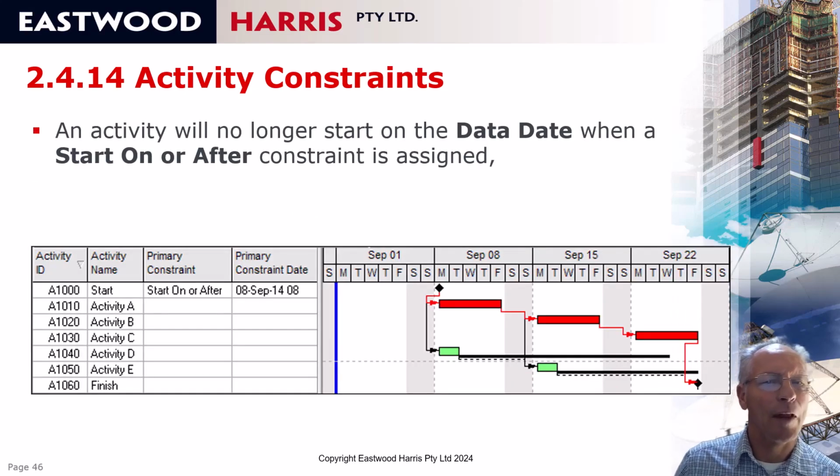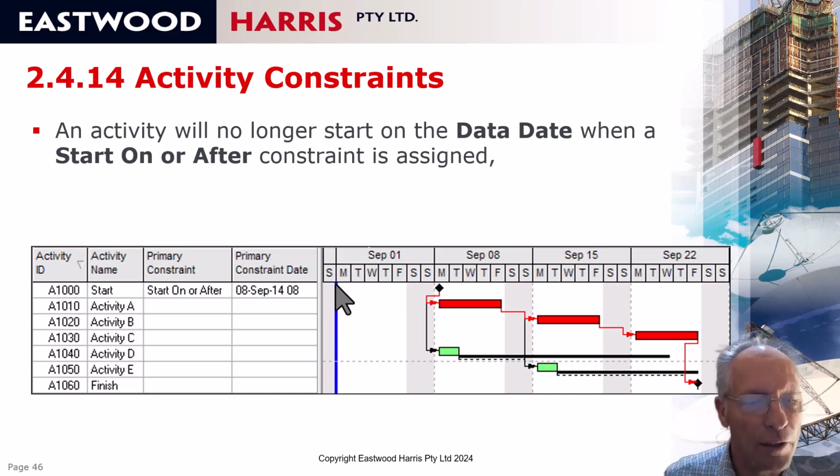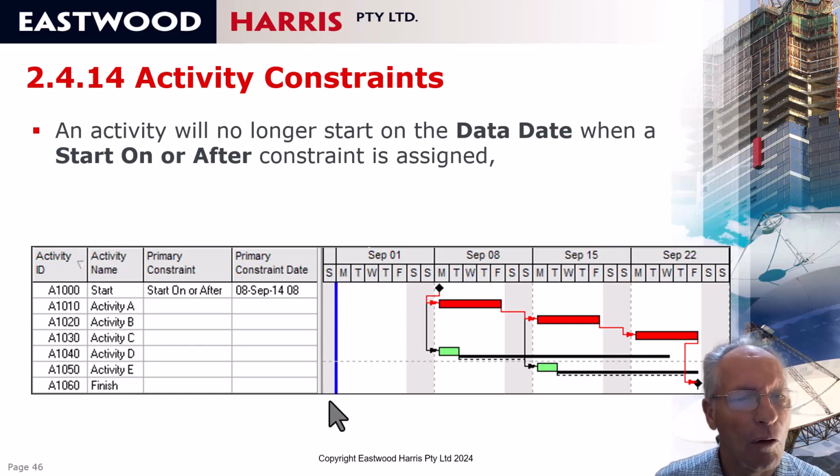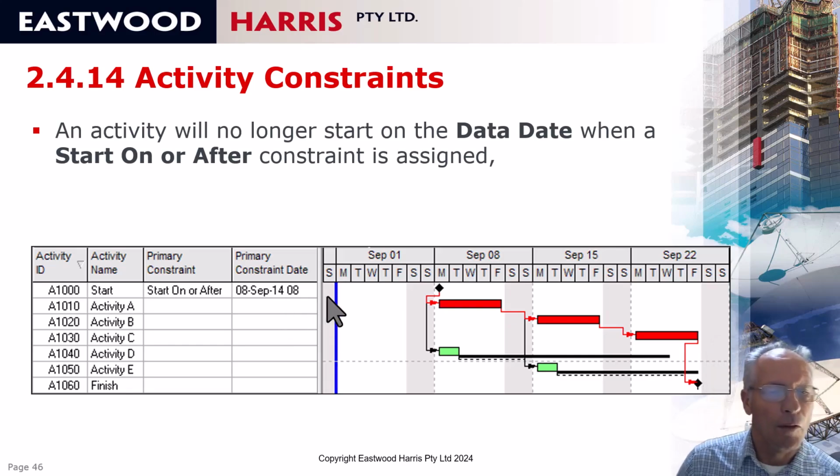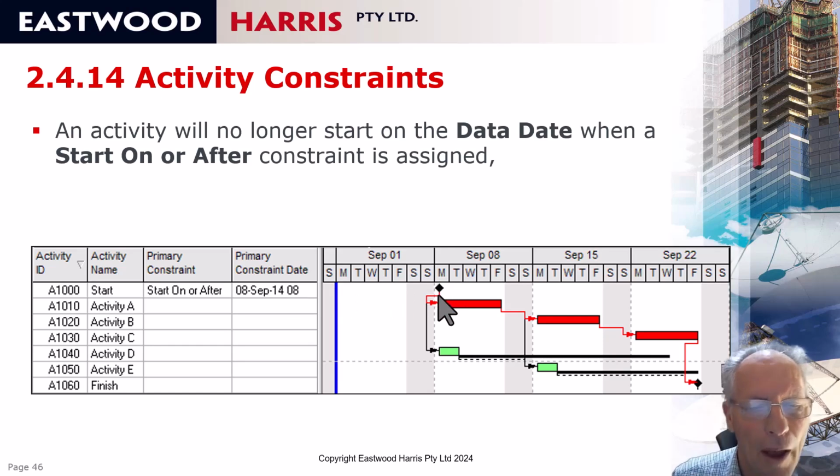So an activity will no longer start on the data date, which is this blue line here, and when you create a new project, the data date and the project start date are the same date. So an activity will no longer start on the data date when a start on or after constraint is assigned. So you can see here that we have a start date of the 1st of September, but we have a primary constraint date of the 8th of September, so this activity is held out on the 8th of September and the critical path is calculated from that date.